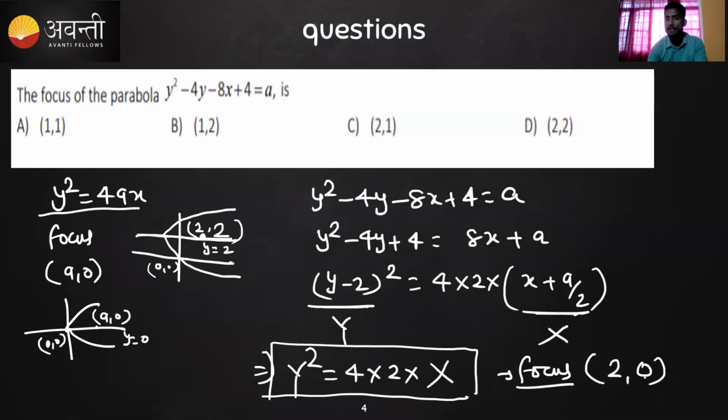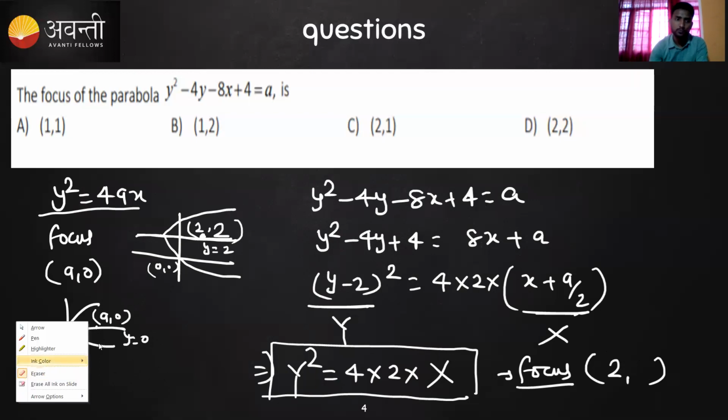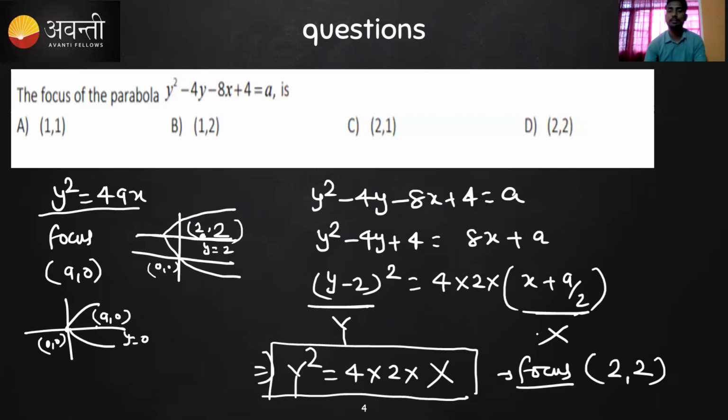So you can write it as 2 comma 2. I hope everyone has understood this concept, because for y square is equal to 4x, if it is basically the actual x y axis, then we can write a comma 0. But here it is not the actual axis.